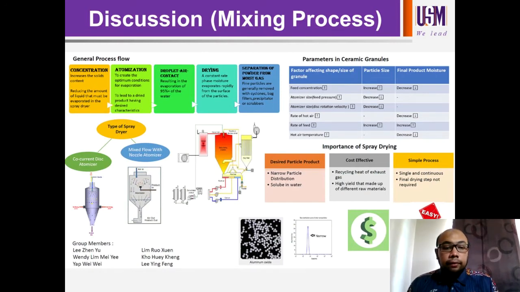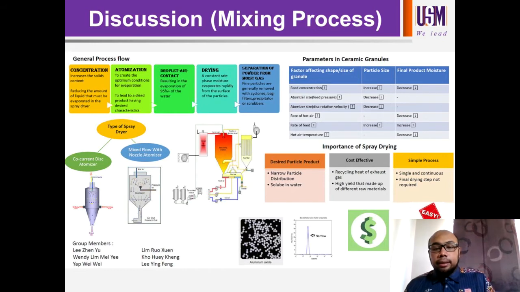Number two is that with a spray dryer, we can get the desired particle size distribution of the ceramics powders or granules. Of course, the ceramic particle size depends on how you mix, the concentration of the slurries, and other factors affecting the particle size and products. And number two is that it is soluble in water. Somehow I do agree with this statement, but recently the spray dryer can also produce ceramic powders that are not soluble in water.